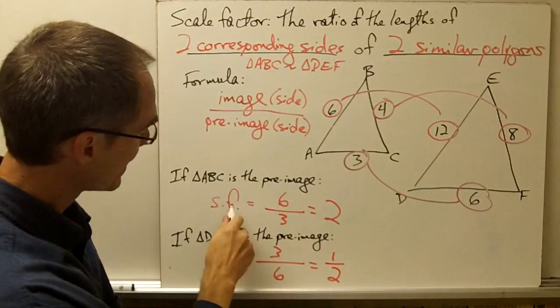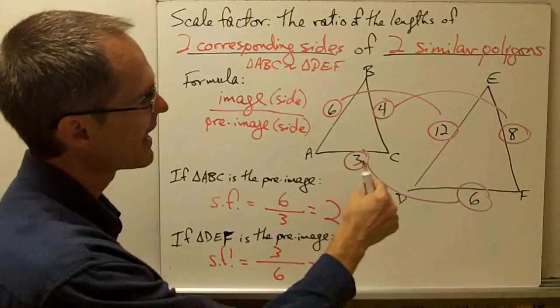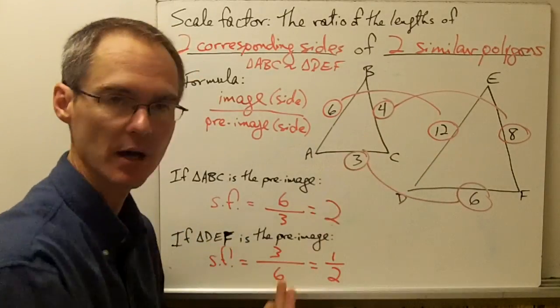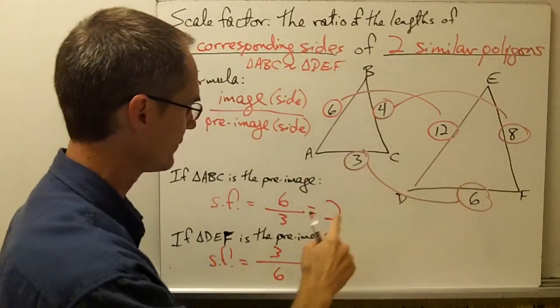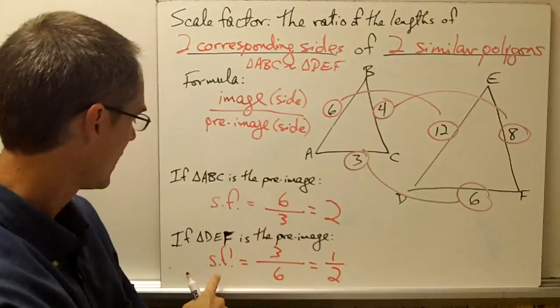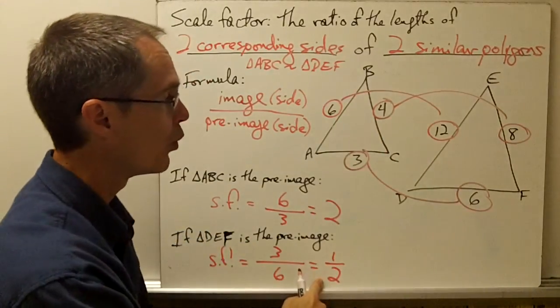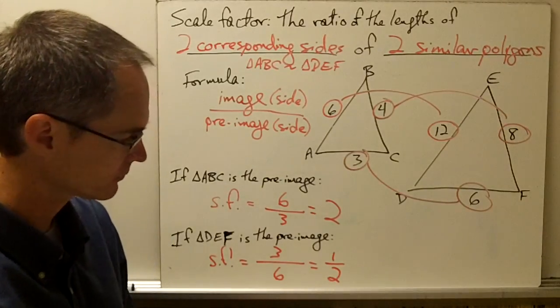And you may also notice that basically what the scale factor tells you is how much bigger is one polygon than the other one. So if ABC is my pre-image, I know that DEF is 2 times as large as my pre-image. If DEF is my pre-image, then I know that ABC is 1/2 times as large as my pre-image.